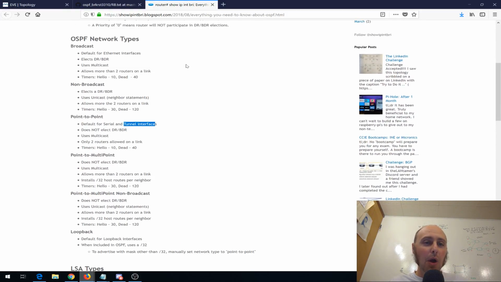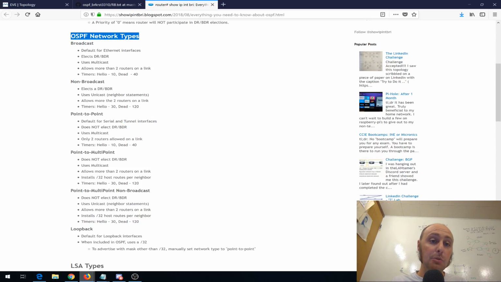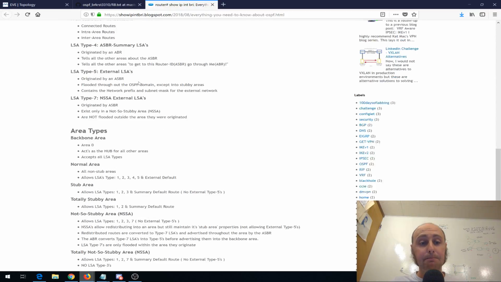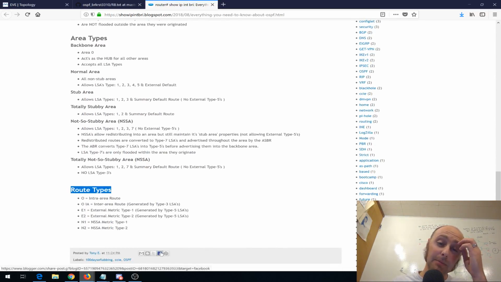And actually, excuse me, I'm going to step back. The major headings here on the blog are OSPF network types. You should be able to know the network types, the LSA types, area types, and route types. And I think that's where I end up down at the bottom.